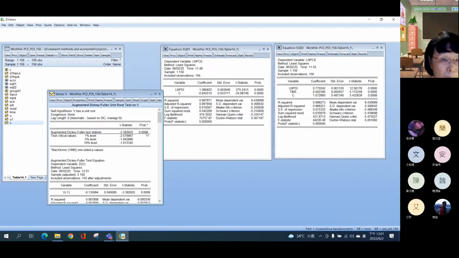What does this Dickey-Fuller test mean? This means this series is stationary, right? So why don't you go back and try these variables, and check what the Dickey-Fuller test result is from this regression. And I will go on with this example next week.